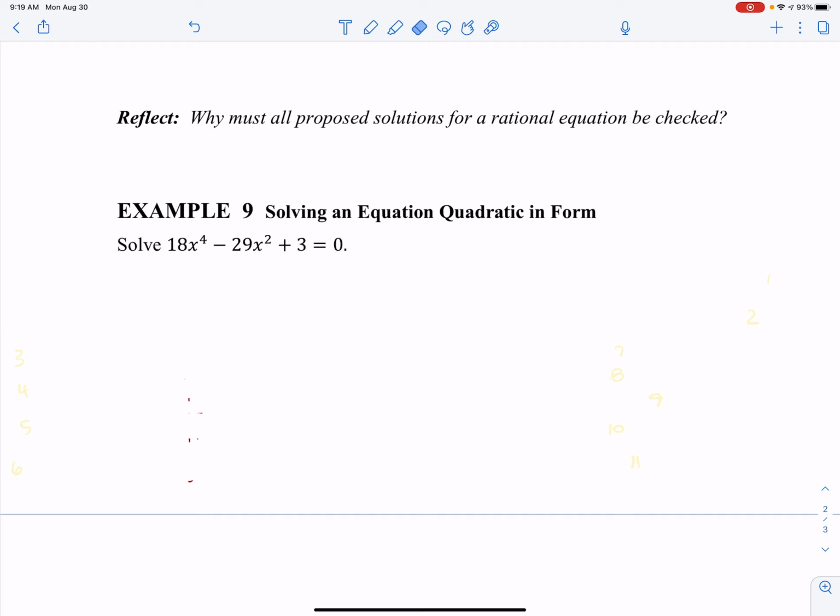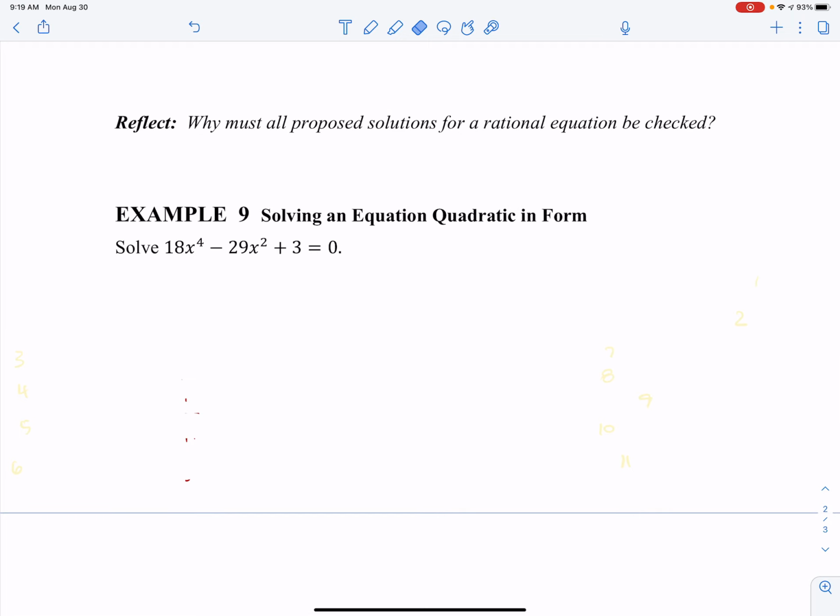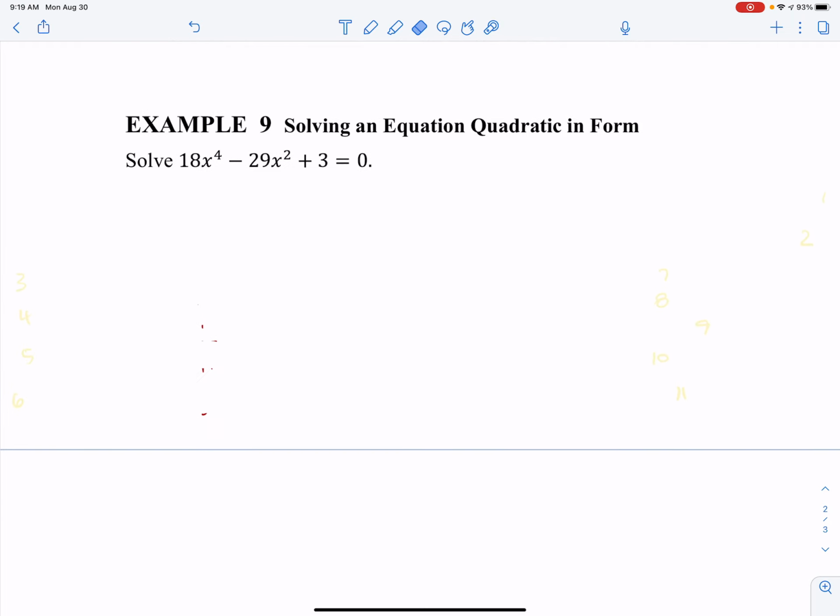Okay, so there's a good bit that we cut out in this particular section. So example number 9 is the only other one that we're going to do here, and we're solving the equation as though it is quadratic. Now, I know this is a fourth degree equation, but it looks a whole lot like something that we've done before, 18x squared minus 29x plus 3 equals 0. So we're just going to pretend that it's a quadratic, but we're going to solve it as though it is actually a fourth degree.